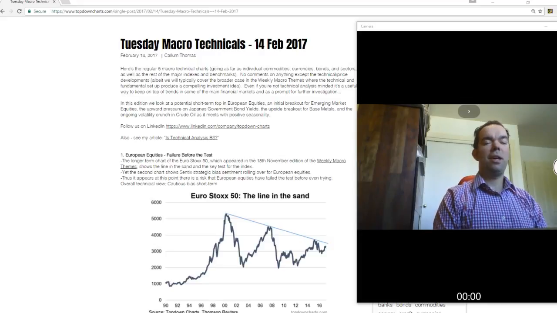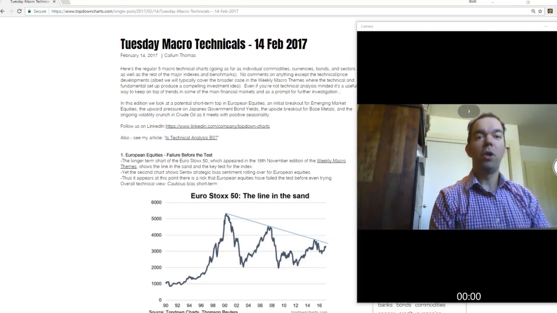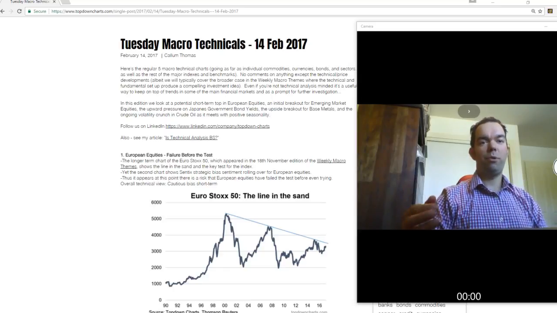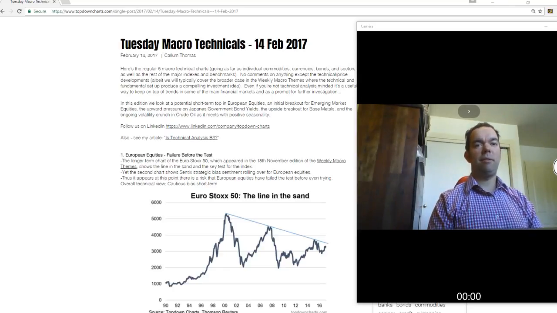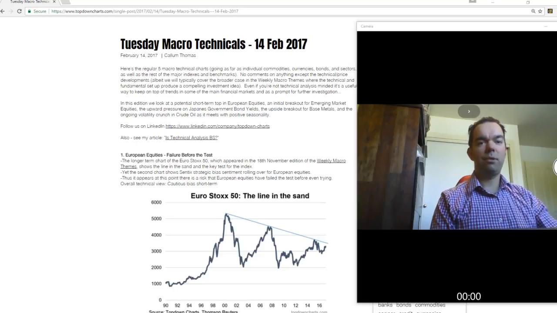So today I'm trying out something a little bit new. I've just been trying to work out how best to capture what's going on my screen so that I can show you the charts and actually walk through some of the indicators and how exactly I'm thinking about it, add a little bit more color to it. And so today we're going to cover off the first one for the Tuesday macro technicals. So this is a blog or a report that I put out weekly. So I'm going to start off with a look at the Euro Stoxx.